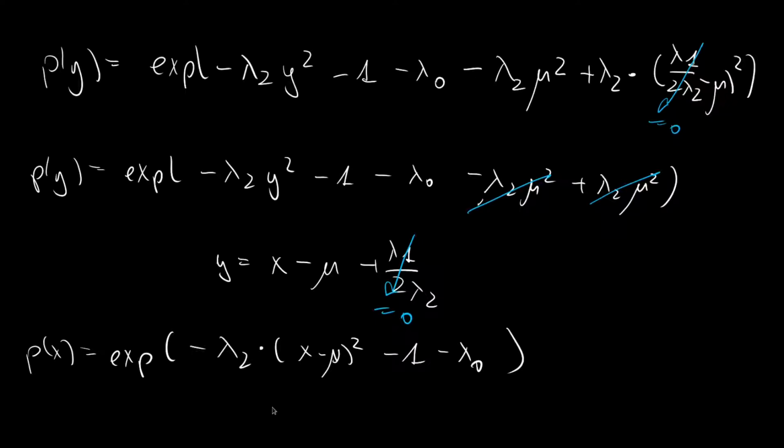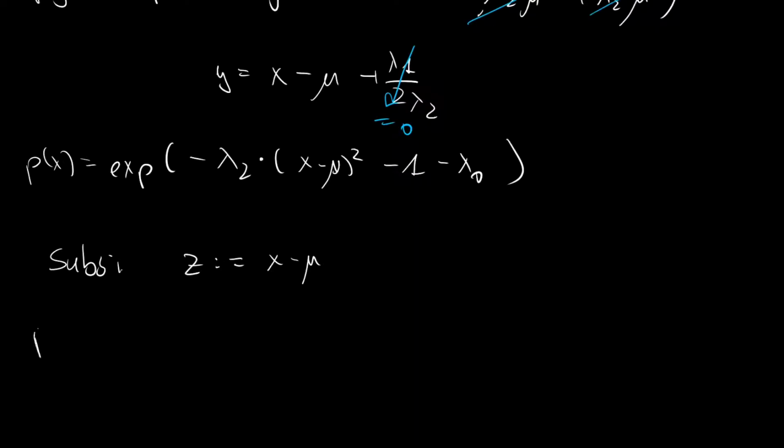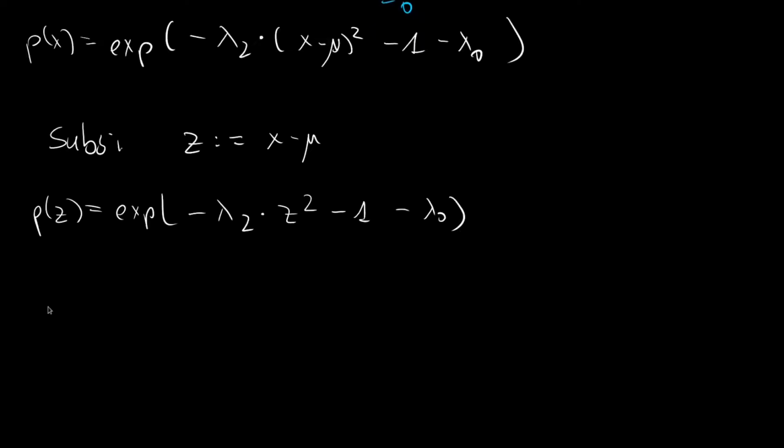Then we can make another substitution, and we substitute z to be x minus mu, in order to again have just a squared term on a quantity here. And we have p of z is the exponential of minus lambda 2 times z squared minus 1 minus lambda 0. We've used the third equation, which is the second constraint, but now we want to go on and use the second equation, which is the first constraint.